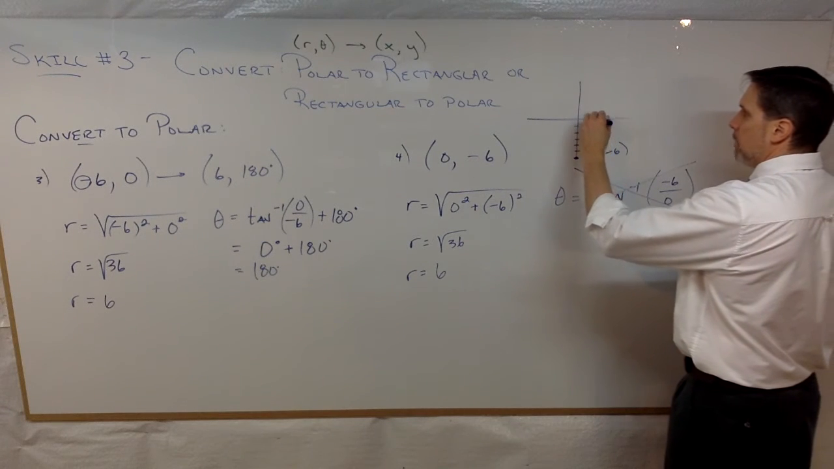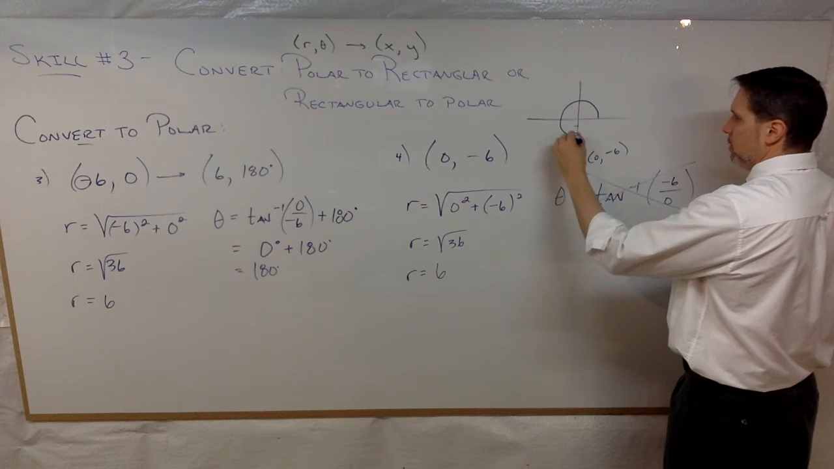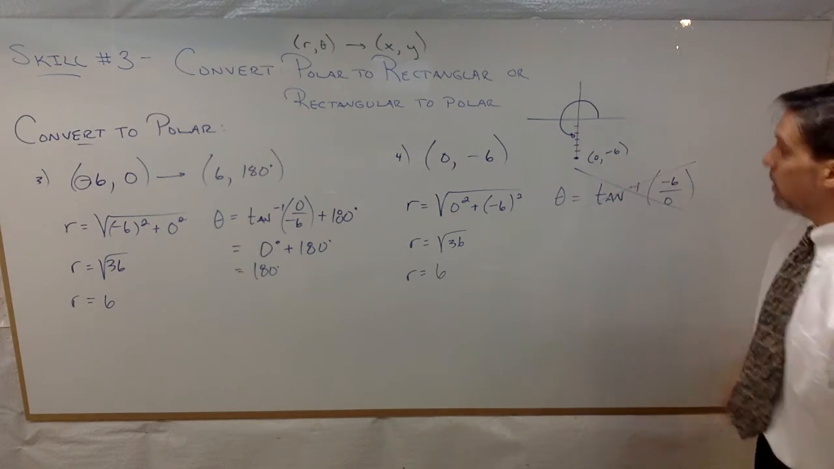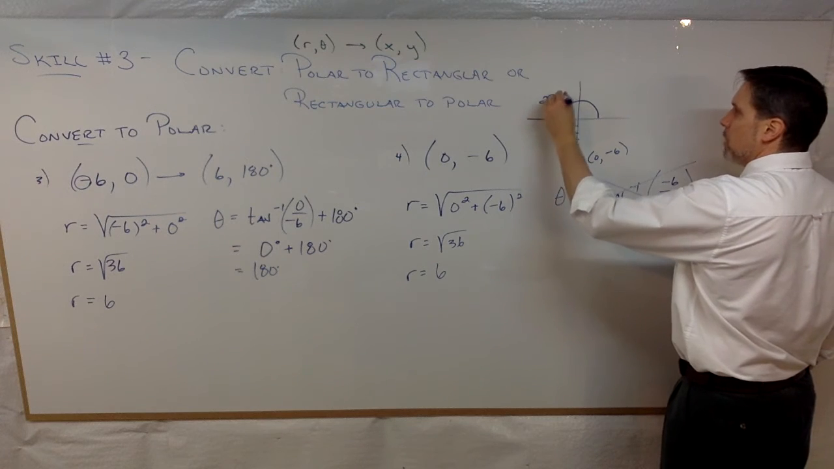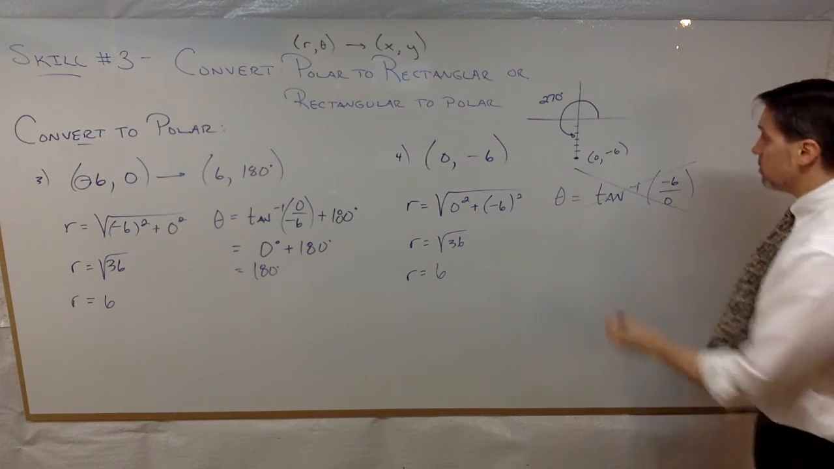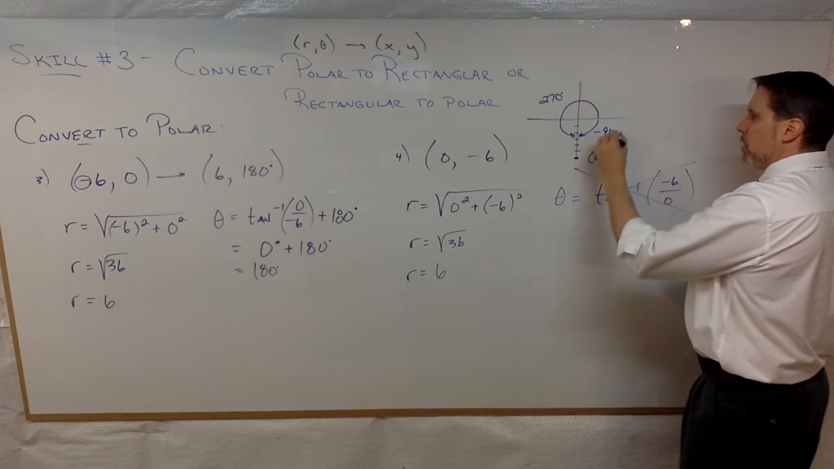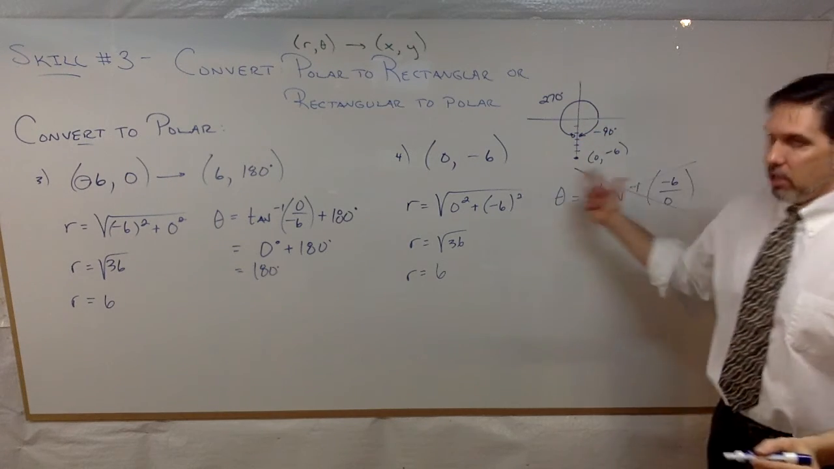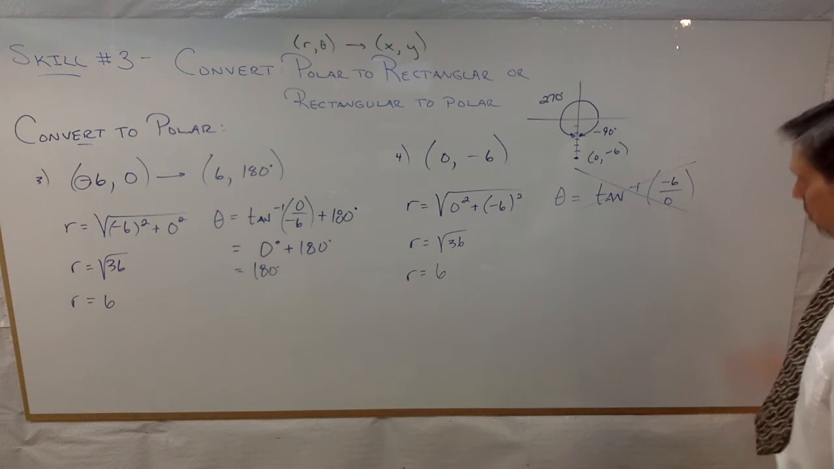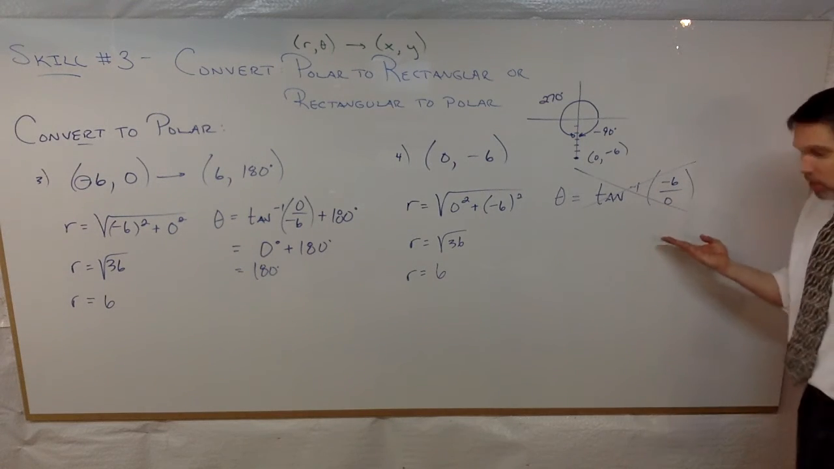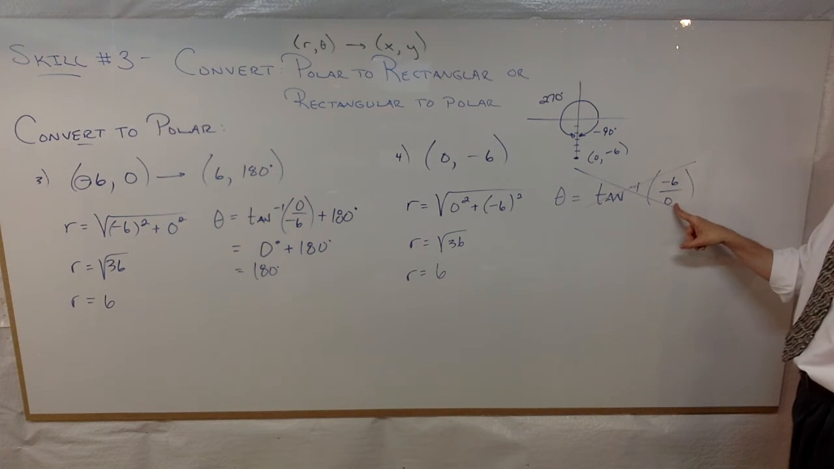Well, you got a couple options here. Technically, you have infinitely many options here. We can go this way, which would be a positive 270, going counterclockwise, or you can take a shortcut and go clockwise and call it -90, or any coterminal angle with those would work as well. Bottom line is, though, you just cannot use tangent inverse. It doesn't work because you are dividing by 0.